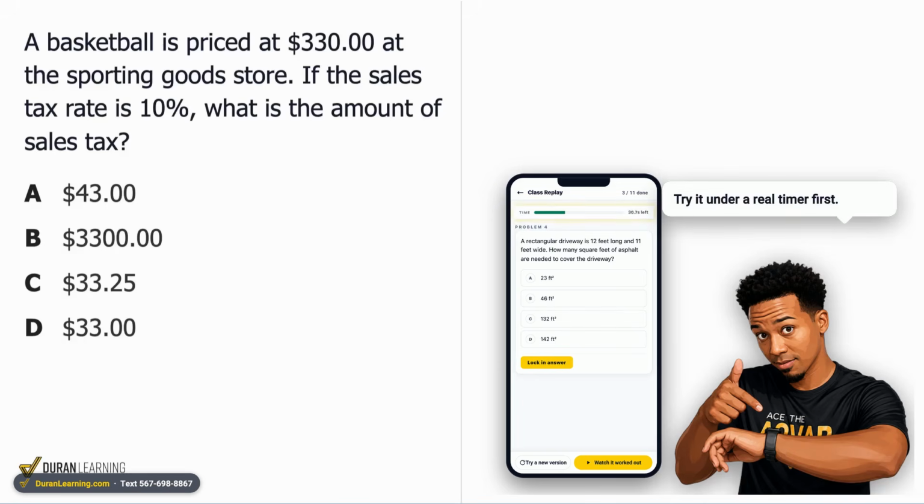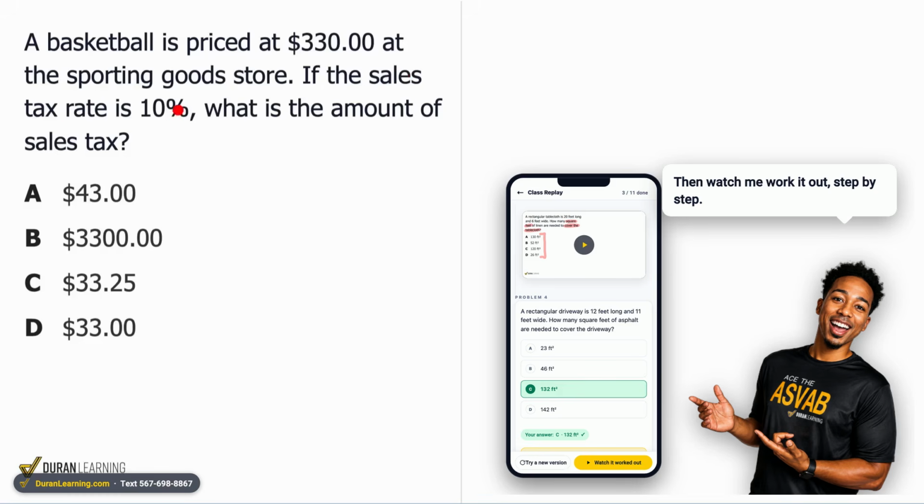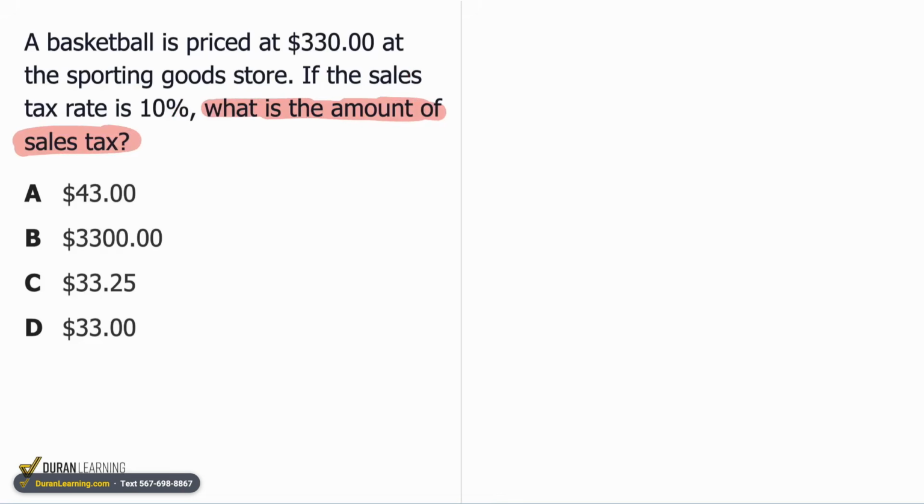No math yet. If the sales tax rate is 10%, again, that's just extra information. I don't know if that's important yet or not, but sales tax rate's given to me. But my goal is, what is the amount of sales tax? All right, everybody, let's go ahead and make this very, very clear. Are we looking for the final price, or are we looking for just the amount of the sales tax? Y'all tell me. What are we looking for?